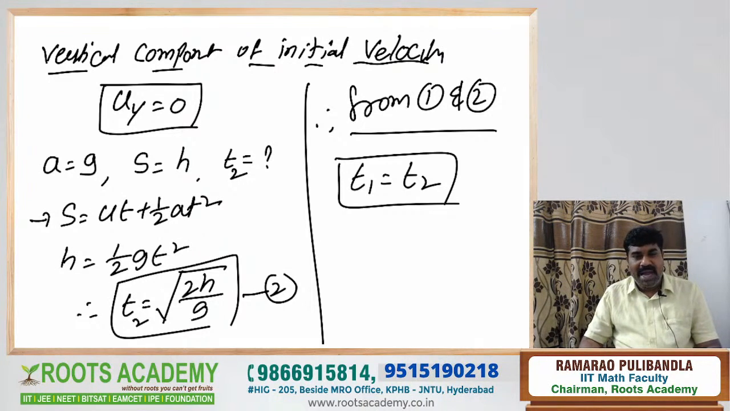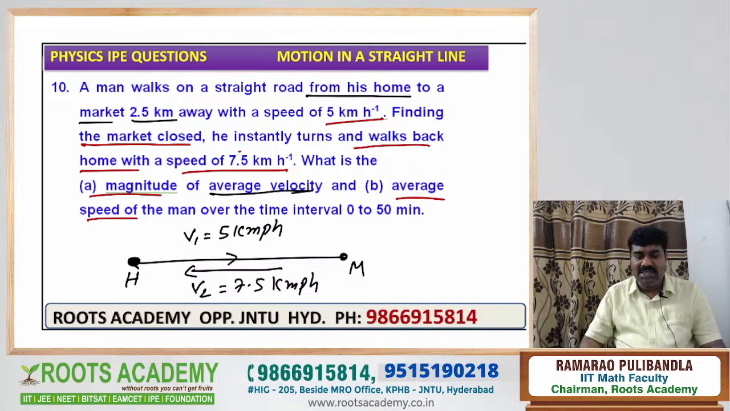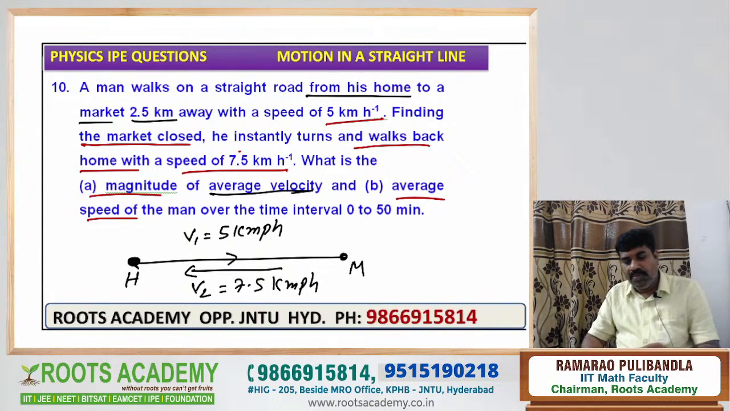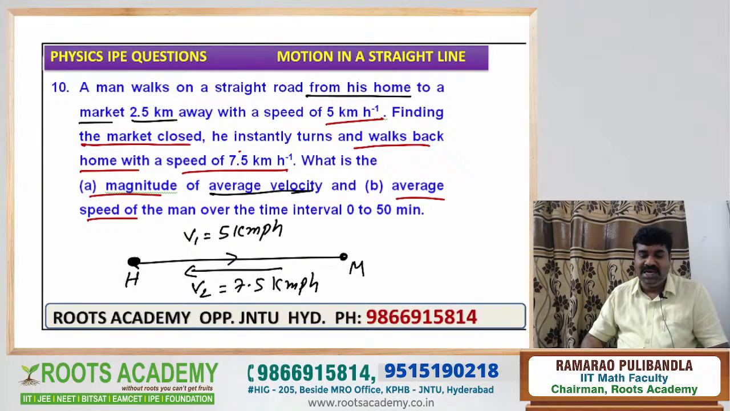Here, a man walks on a straight road from his home to a market 2.5 kilometers away with a speed of 5 kmph. He finds the market is closed. He instantly turns and walks back home with a speed of 7.5 kilometers per hour. What is the average velocity and what is the average speed? We want to find both.